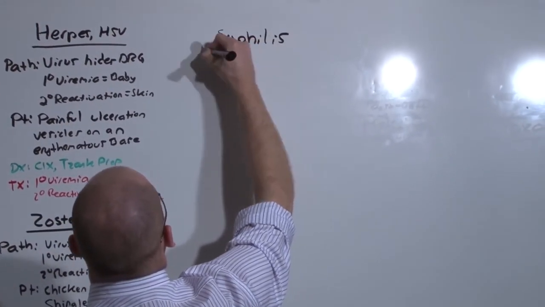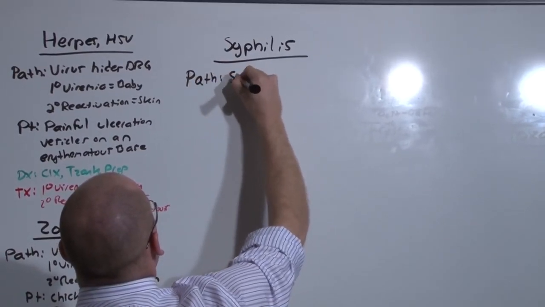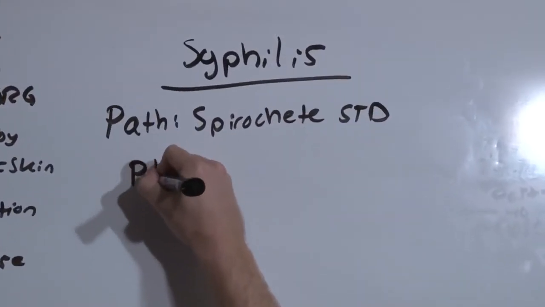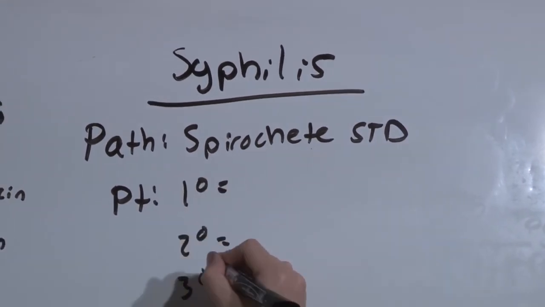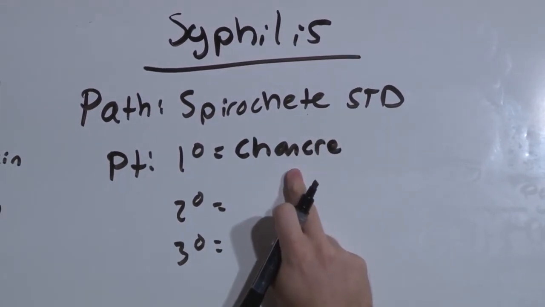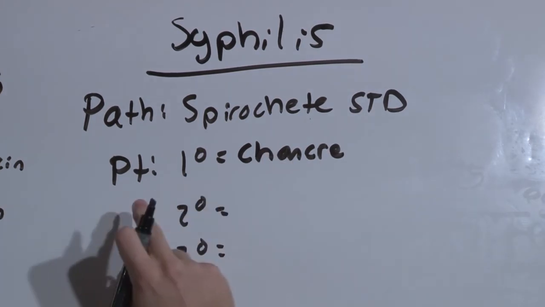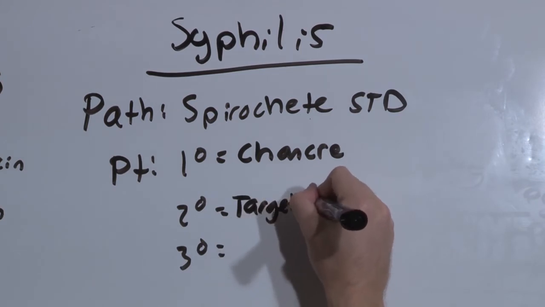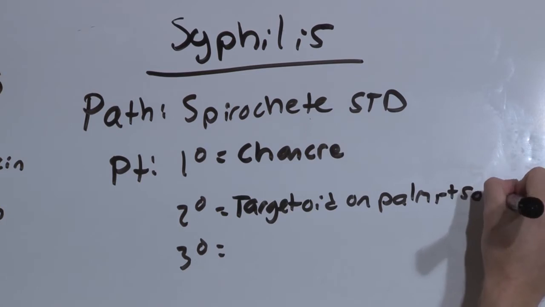Syphilis is also talked about in the infectious disease lectures under genital ulcers. It's a spirochete, and it's an STD. The patient will present in one of three ways depending on the stage. Primary syphilis is the painless chancre. The spirochete hasn't gotten into the blood yet, and the body has not had a chance to develop an immune response. Secondary syphilis is the targetoid lesions on the palms and soles. It can also be everywhere else in the body.